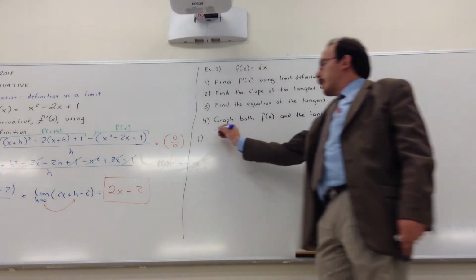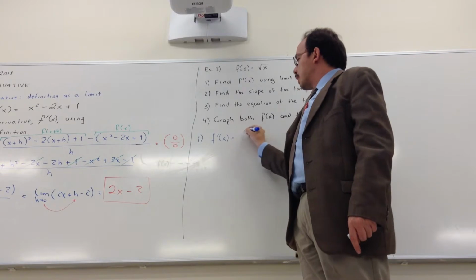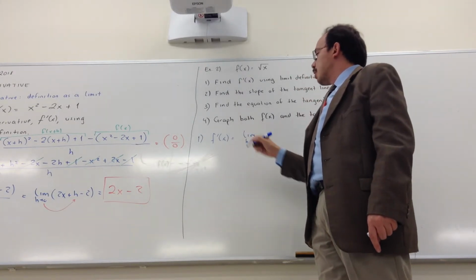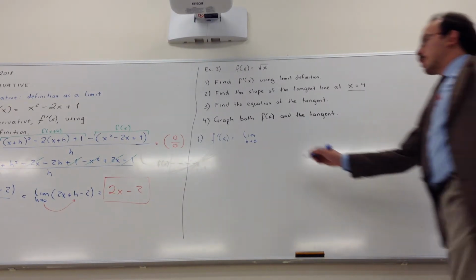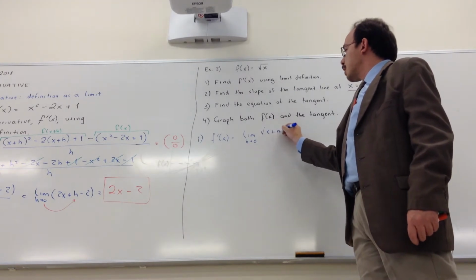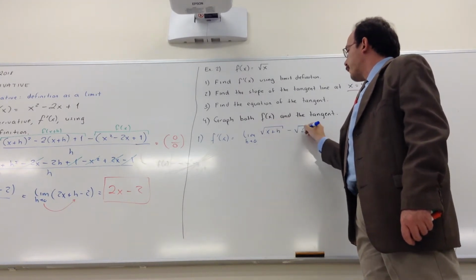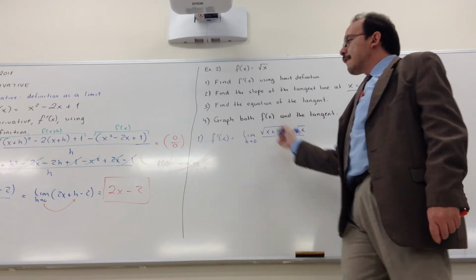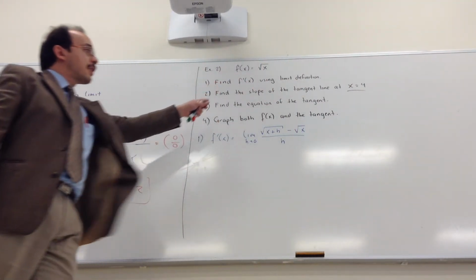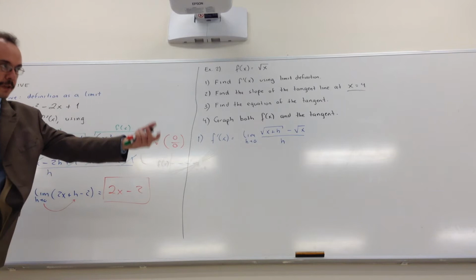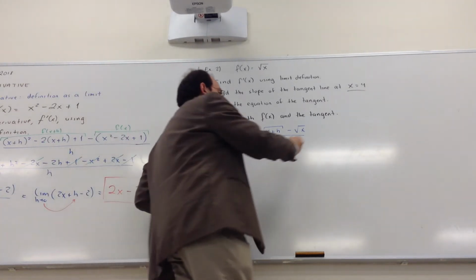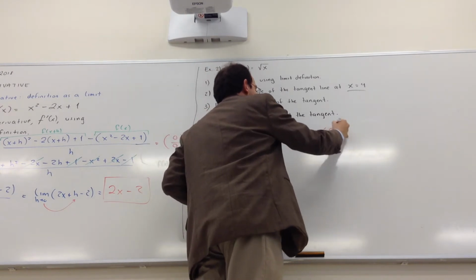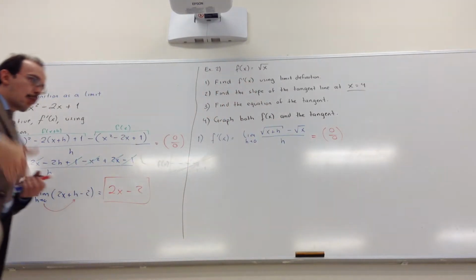Derivative. F prime of x equal to limit h approaches 0 of what? The function is different, so it's going to change a little. Square root of x plus h minus square root of x over h. It's the same formula, but now the function is different. That's why square root of x plus h minus square root of x over h. Equal to what? 0 over 0, yeah. You have that, so what's the next step?